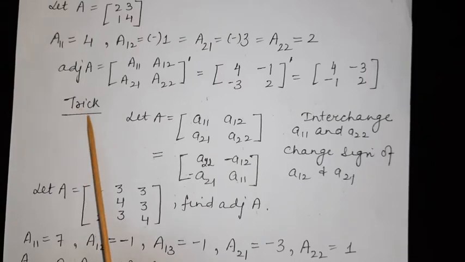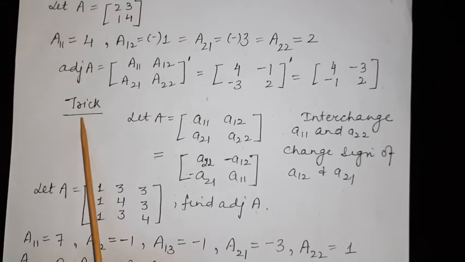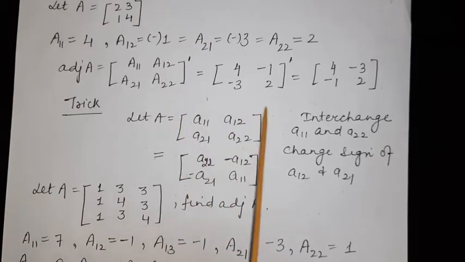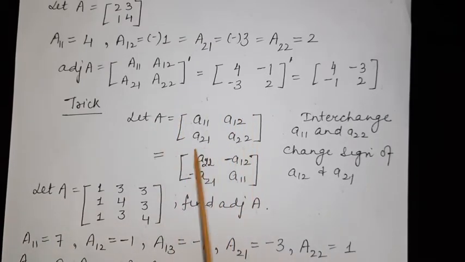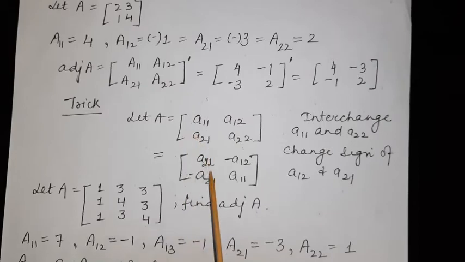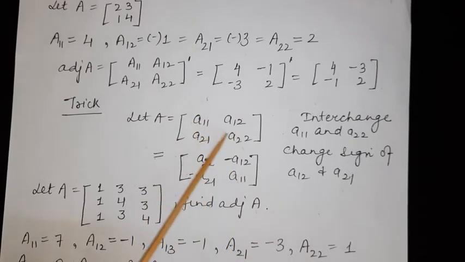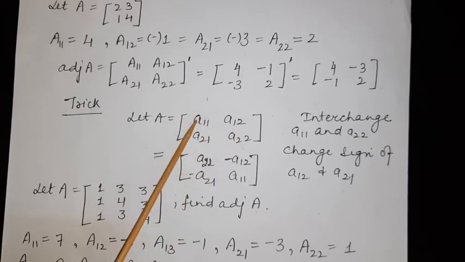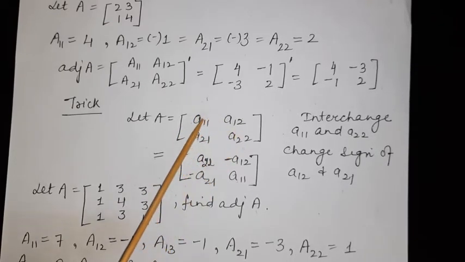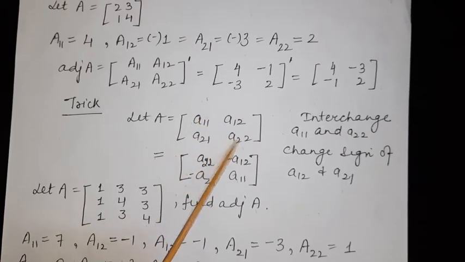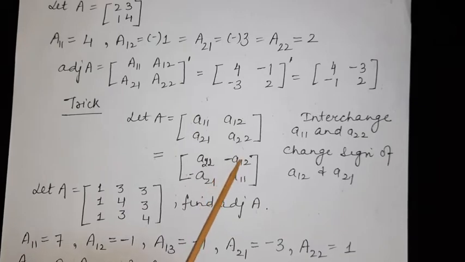Now class, we have a shortcut, or we can say a trick, for finding the adjoint of a matrix of order 2 by 2. Here I have taken a general matrix, that is A11, A12, A21 and A22. The shortcut is that we can straight away find the adjoint, and the steps are: interchange diagonal elements, meaning A11 will come here and A22 will come here like this. Interchange diagonal elements and change sign of non-diagonal elements.